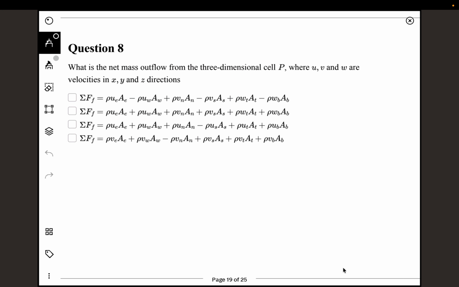What is the net mass outflow from the three-dimensional cell P, where I should have given the diagram also. Okay, sorry, it's my mistake. So let's say we have a cell like this.